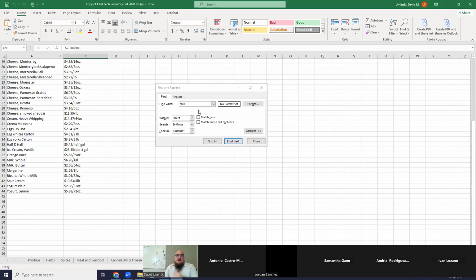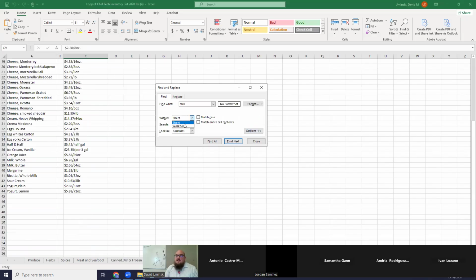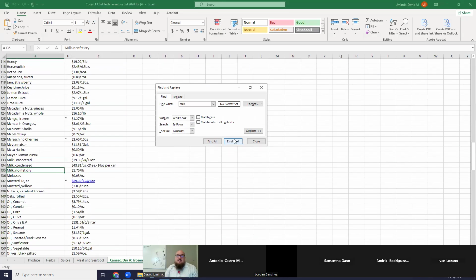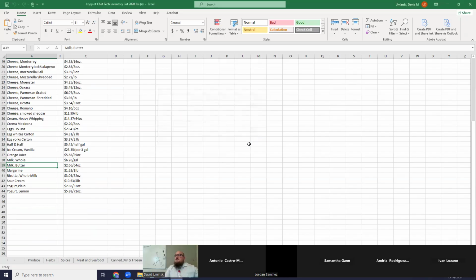The other thing you can do in Excel, if you want to, is expand the options and search within the workbook. When you search within the workbook, it will automatically go to the next tab. It'll search the entire workbook, not just within the sheet. So if you're having a hard time with Excel, chances are you're in the wrong sheet. Questions, comments, concerns about the Chef Tech inventory list?